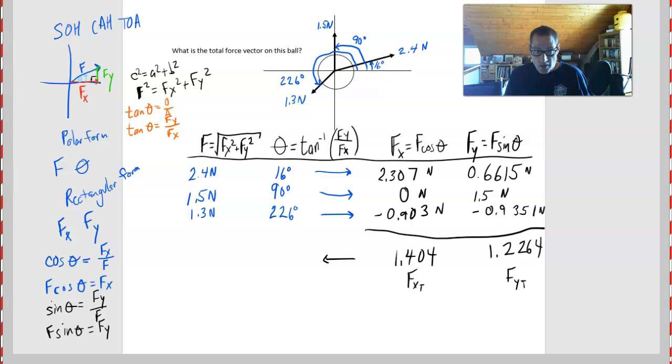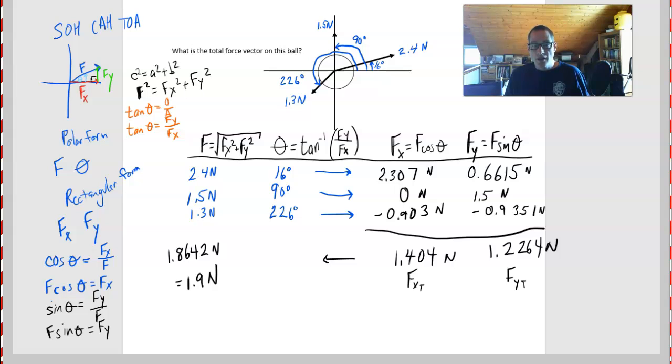I'm going to take the square root of 1.404 squared plus 1.2264 squared, and that gives me 1.8642 newtons. These should also be newtons. But I can only have two significant digits here, so it's 1.9 newtons, or it rounds up to that anyway.